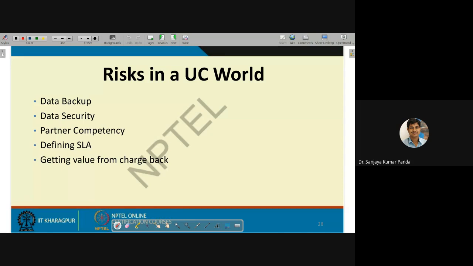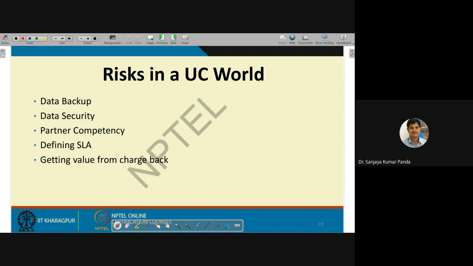But if there is an internet breakdown, or if your cloud service provider is not able to manage something, then again that is a risk to both the customer as well as the provider. Right? The provider will not provide the service and the customer will not get the services. So you will not get value for whatever money you have spent towards your resources.